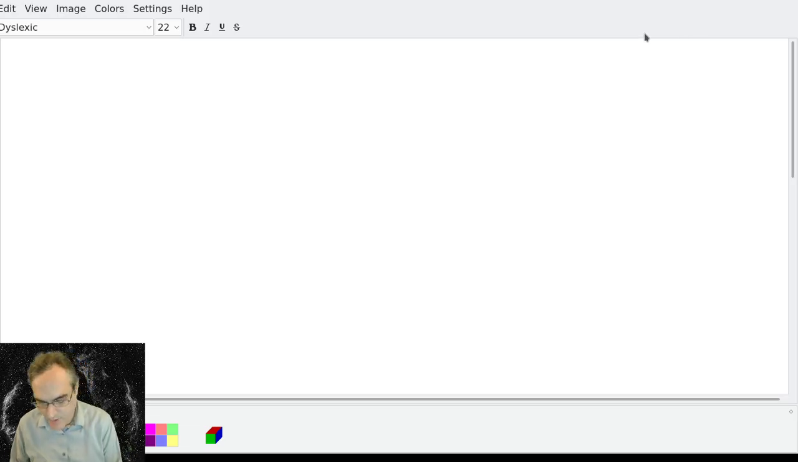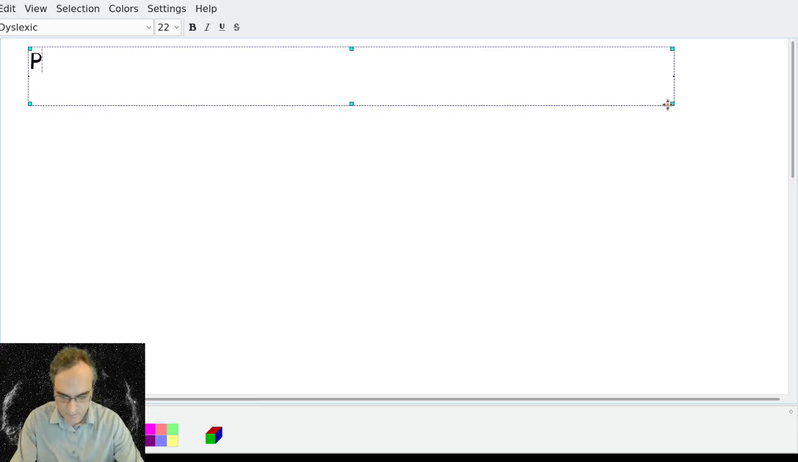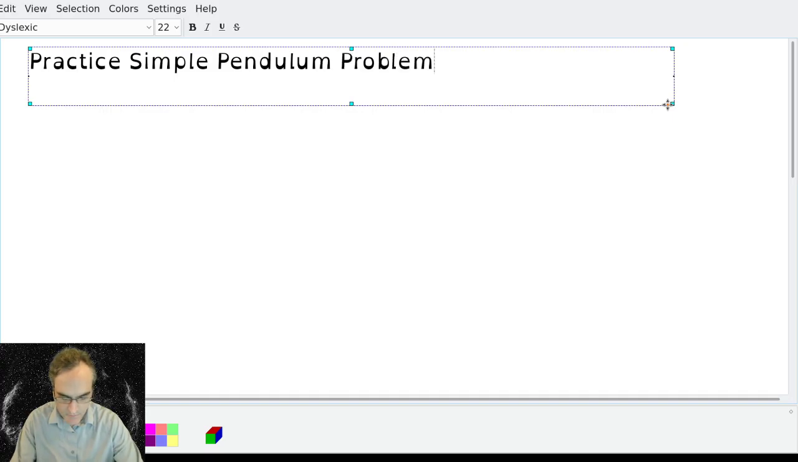All right, practice simple pendulum. It's a fairly straightforward one. It's a good example of using ratios to solve a problem.